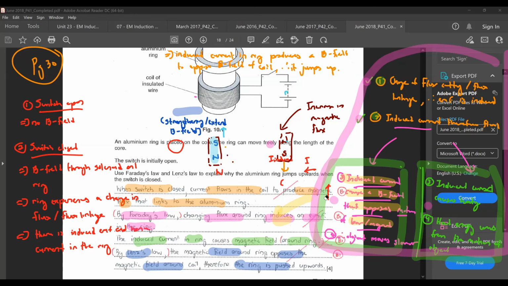Okay. Right here, in the context of this question, we say that the induced current causes a magnetic field that opposes the magnetic field of the core. Therefore, the ring is pushed outwards. In the previous 2 questions, we said the induced current produces a magnetic field that opposes motion of the falling magnet, that opposes motion of the oscillating magnet. You see there's a similarity there in terms of the phrase. Okay?